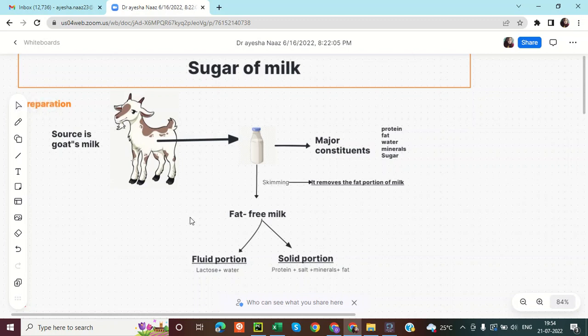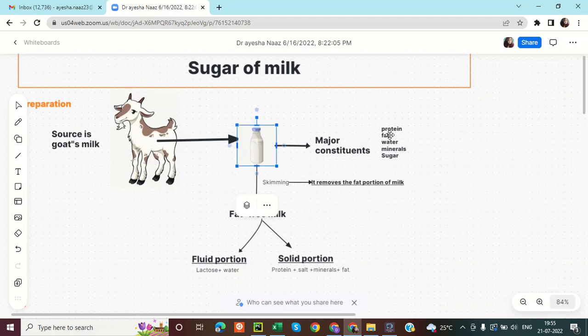Today we are going to talk about the preparation of sugar of milk. I will try to elaborate it in the easiest and most step-wise method. So first, what is the source of sugar of milk? The source of sugar of milk is goat's milk.